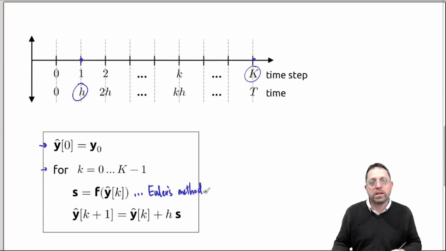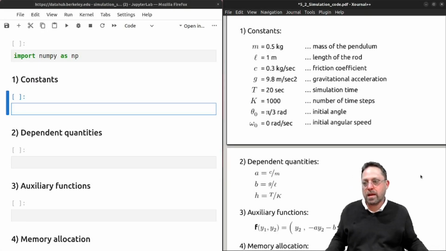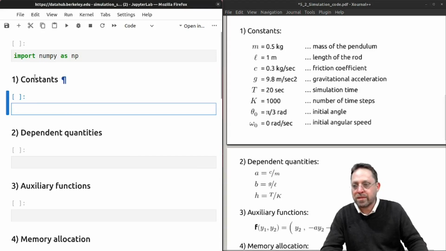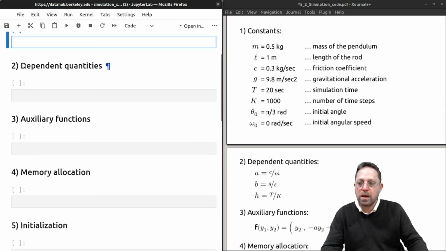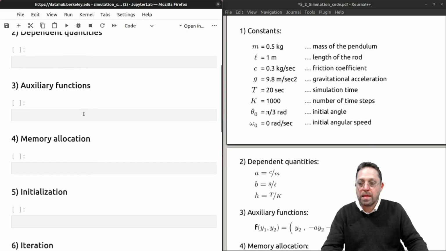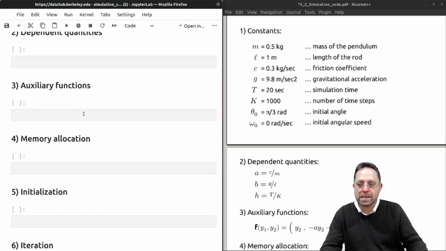Now we're going to go to the code and see how we can implement this algorithm. Here we are in Jupyter Lab on the left. And as I've said already, simulation code tends to follow a pretty set pattern. And so now I'm going to describe the 8 steps of that pattern. It begins with defining the constants of the system. And then if there are any quantities that depend directly on those constants, we can compute them next. Then if there are any auxiliary functions that we're going to need, it's a good place to put them next.